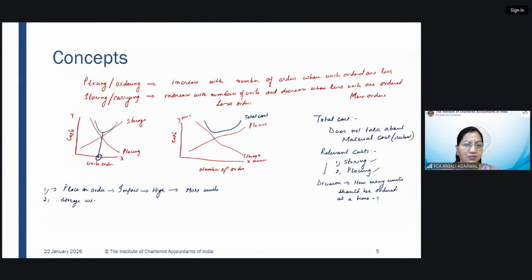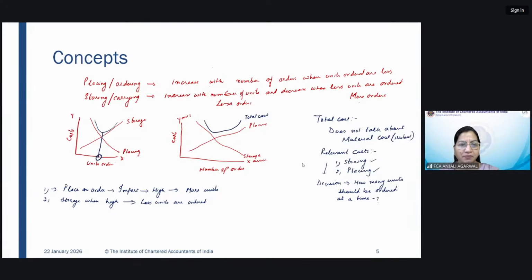So when storage costs are very high, you prefer not to order very many units. You prefer that fewer units are ordered because it is difficult to hold them. So you are okay with going and placing orders again and again, but you are not ready to hold the units.